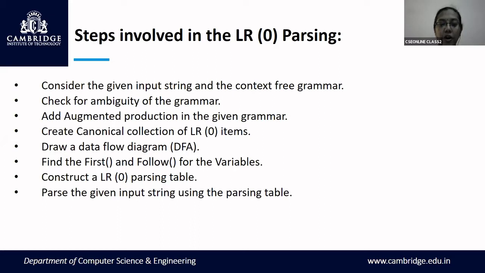Then later on, for constructing the parsing table and parsing the string, you need the first and follow sets, which you have already seen in the LL1 predictive parser. So if you have to construct a parsing table and parse a string, you need the first set and follow set of all the variables that are used in the grammar. In the same way, you need the first set and the follow set for all the variables of the grammar to construct the parsing table. Fine. So using this parsing table, you will be parsing the given input string. So now we'll see these things step by step.